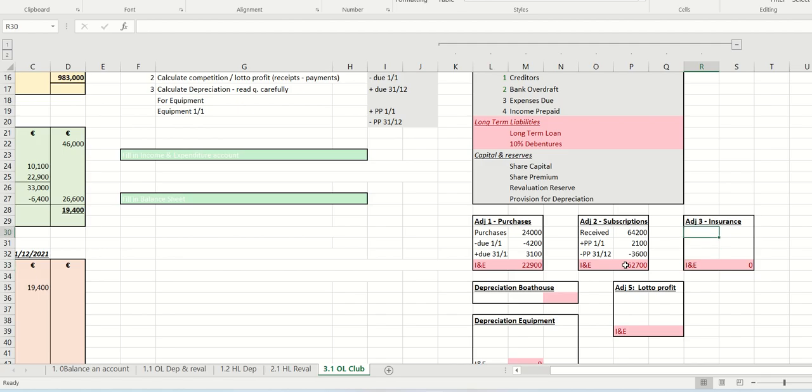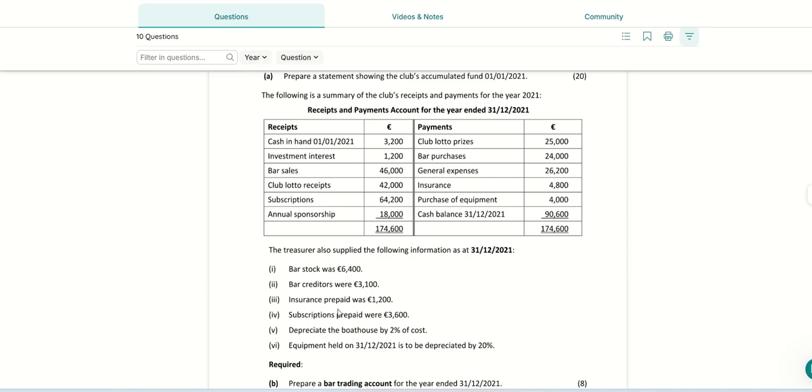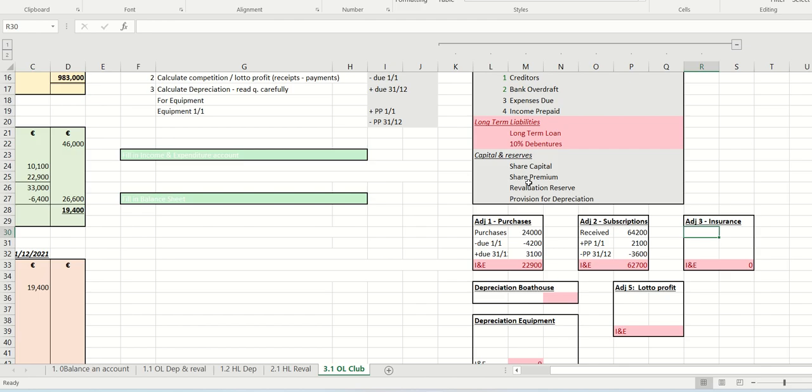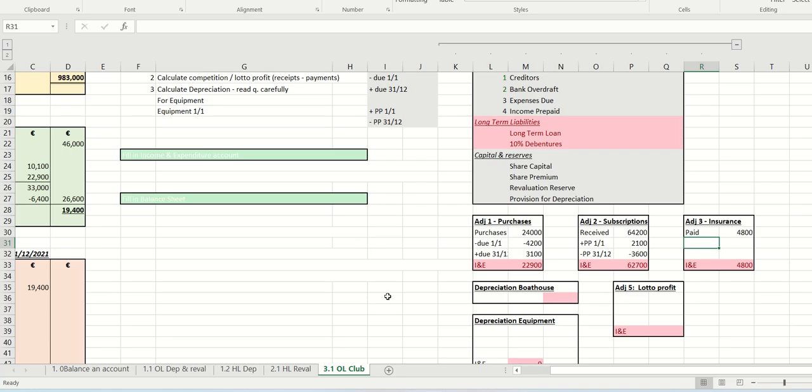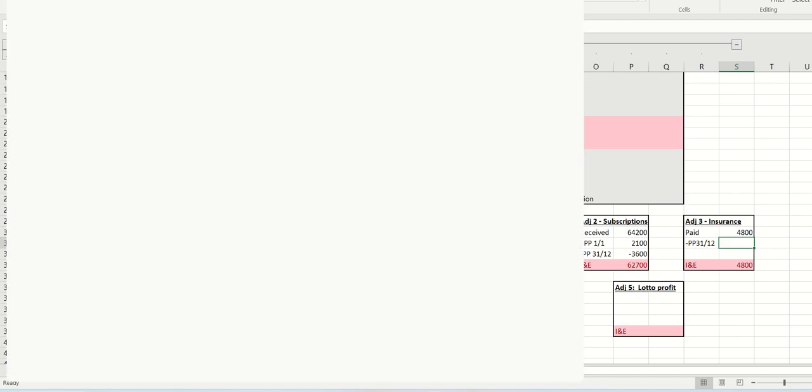Then we've got our insurance. We're going to do insurance next because I can see I had insurance prepaids going on here. So insurance 4,800. So this is my paid amount. You always start with your paid or your received amount. 4,800. We had nothing at the start of the year, if you remember, but we have something going on at the end of the year. Insurance prepaid at the end of the year. So prepaid is going to be minus. So we're going to have minus prepaid at the end of the year, and it was 1,200.